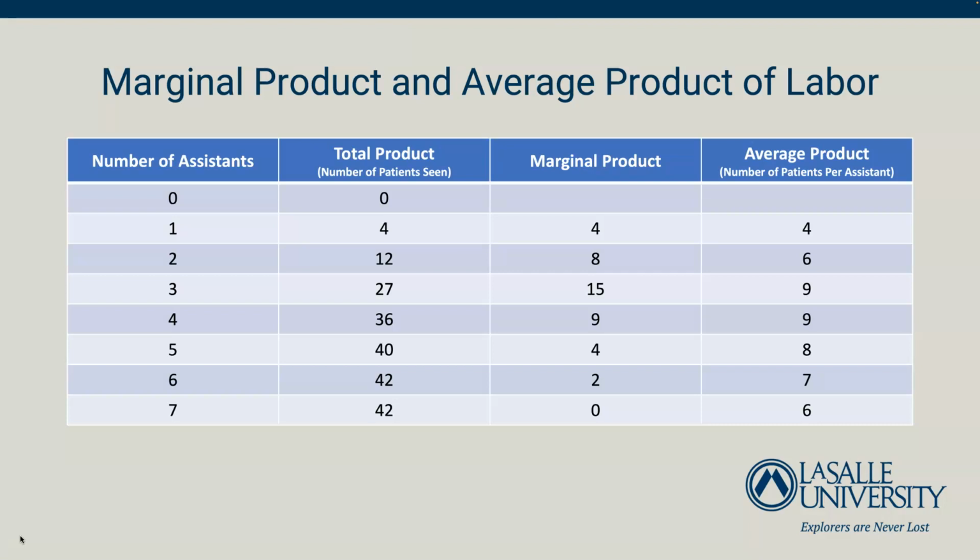Here you can see that the marginal product starts to rise with the number of assistants, but then starts to decline once we reach the point of diminishing marginal returns to the number of assistants for this clinic. For example, as we go from hiring 5 to 6 assistants, the number of patients seen only rises from 40 to 42, as the marginal product of the 6th assistant is only 2 patients. And then hiring an additional assistant beyond the 6th actually won't increase the number of patients seen. And so the marginal product is essentially 0.